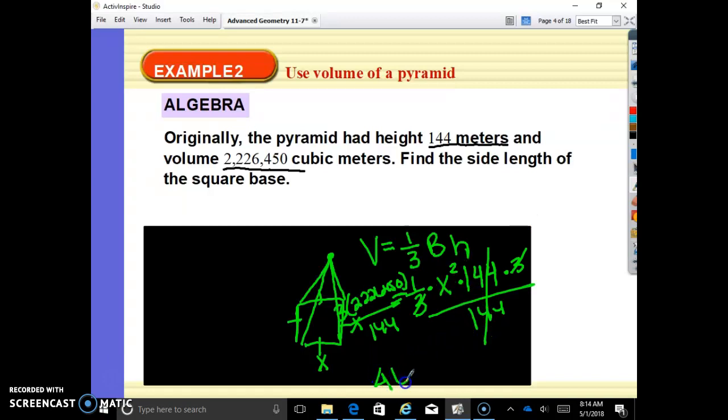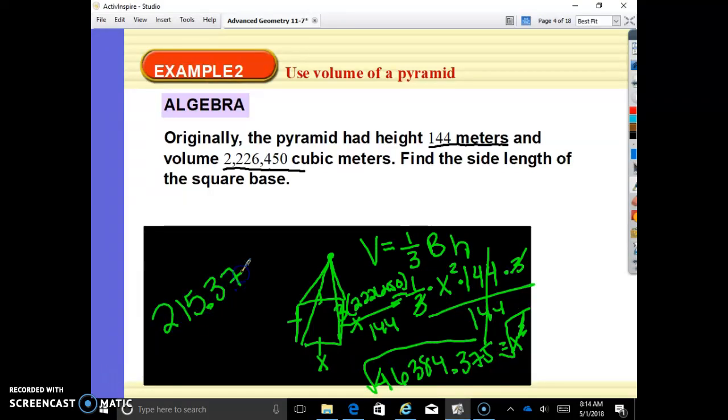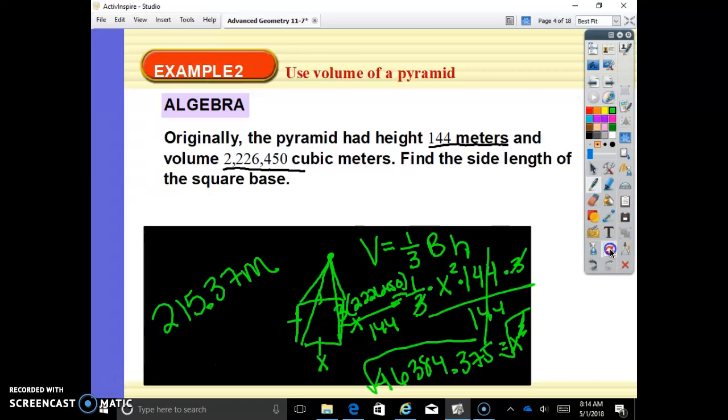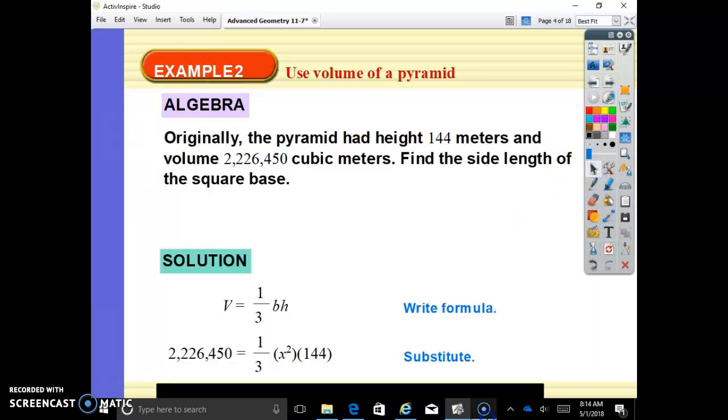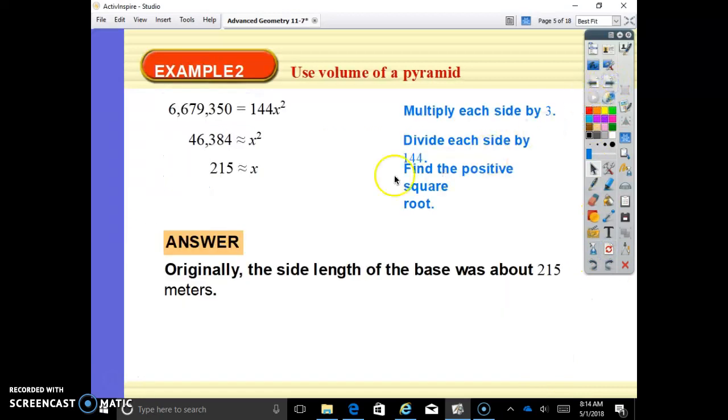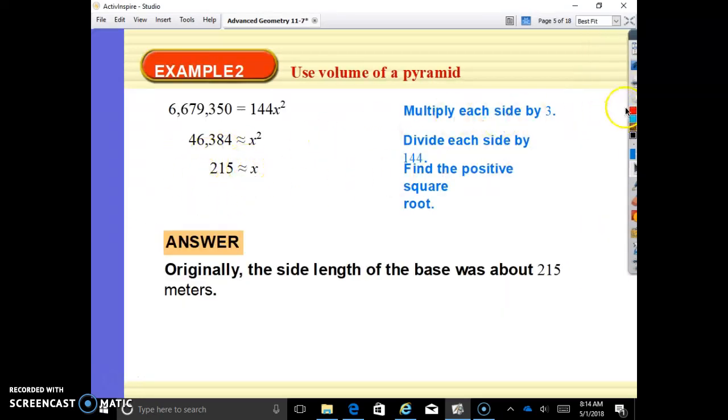To solve for the squared, we take the square root. So right now we have 46,384.375 equals x squared. Opposite of squared is square root. Take the square root on both sides. And I get that x is approximately 215.37, and this is in meters. All right, so we're finding the side length, so it's just in meters. It's one-dimensional.